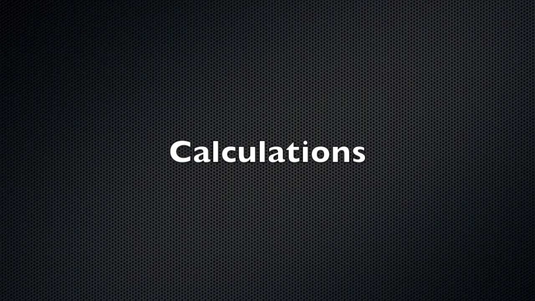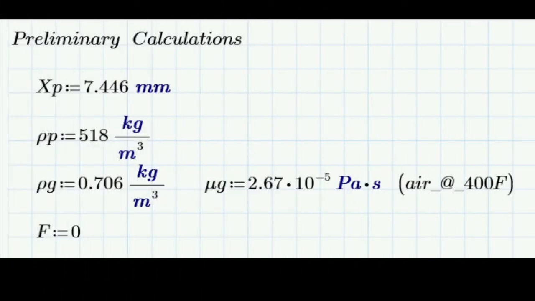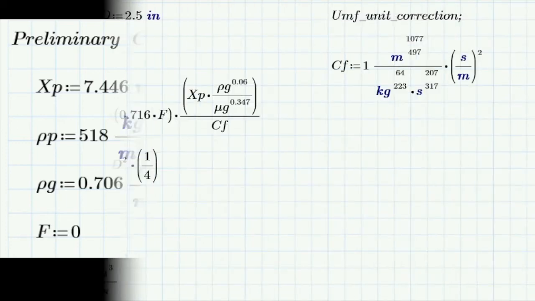To ensure that the reactor operated properly, a lot of initial calculations were made. Xp represents the diameter of the coffee bean. Rho p represents the density of the coffee bean, roasted. Rho g is the density of the gas. Mu g is the viscosity of air. And F is the fraction of powder less than 45 micrometers, which in our case is 0.